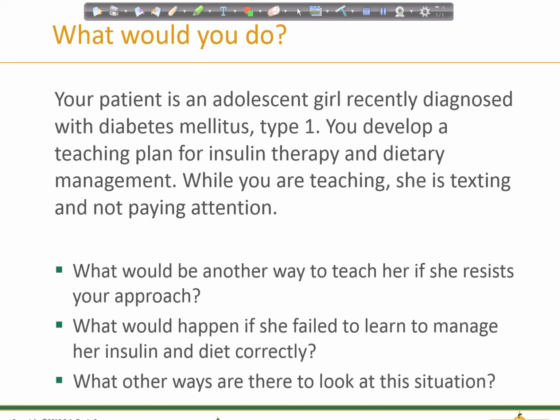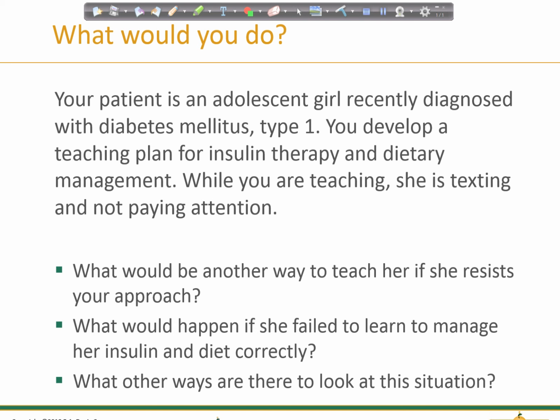What would happen if she failed to learn to manage her insulin and diet correctly? Well, she could go into diabetic ketoacidosis, or she could start losing circulation in areas. So lots of things. What other ways are there to look at the situation? You also have to look at, you're talking to an adolescent girl. So the teaching should be different than what you give an adult. So those are some things that we have to think about.